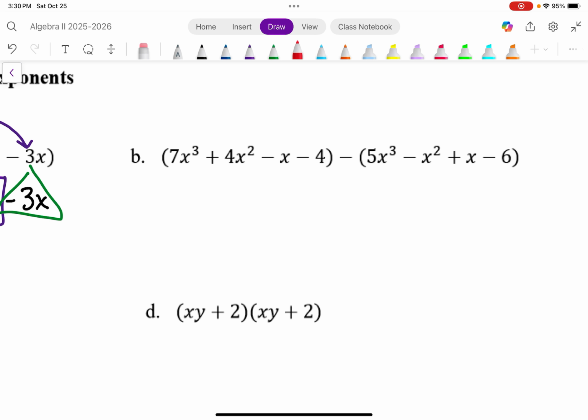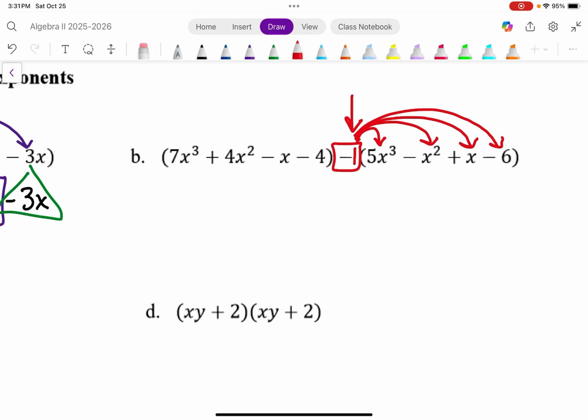Okay, so for B, this one, there is a subtraction sign in between the parentheses, so we are not FOILing here. We're not distributing, we're not FOILing. So that means we're going to take this negative 1 and we are going to distribute that to every term in the parentheses following it.